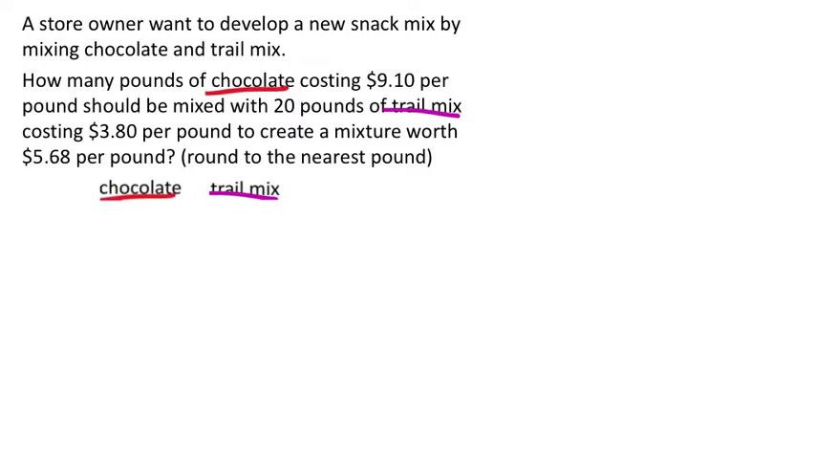Now, we got two equations to write on the chocolate and the trail mix. And the first thing that I noticed here is that we have a price for the chocolate, a price for the trail mix, and then a price for the mix. So let's create an equation just based off of the price. You could say cost if you wanted to, but it doesn't matter.